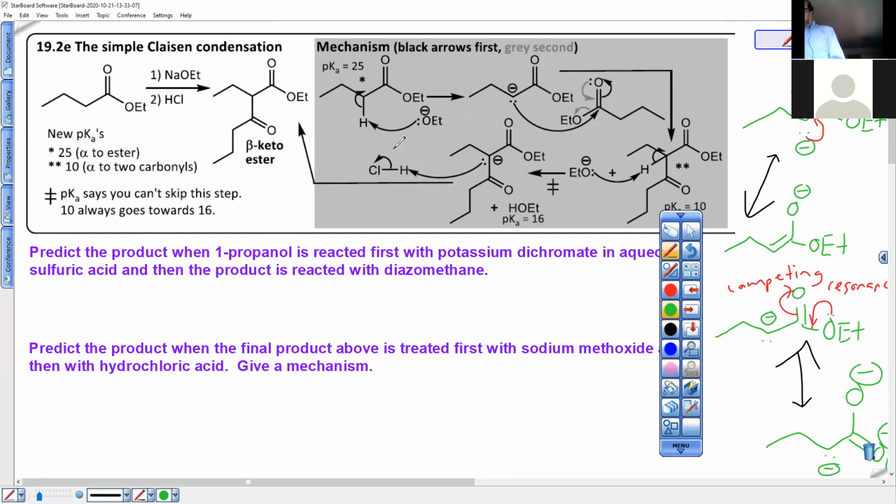So another thing we have to keep track of is the fact your choice of base for this reaction is limited. If you use a hydroxide base, don't use OH minus. Because this would compete and you'd have a second step. And we have a name for that reaction.